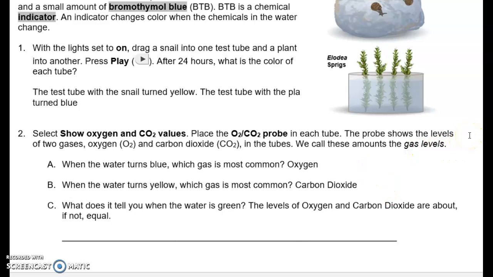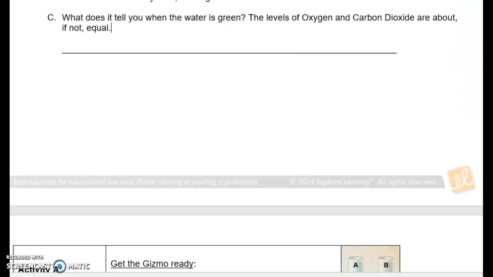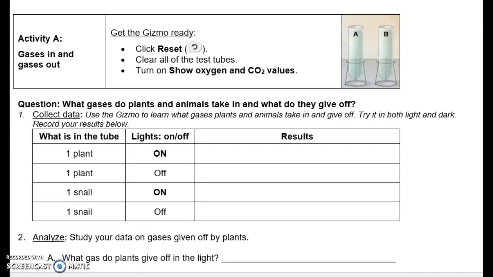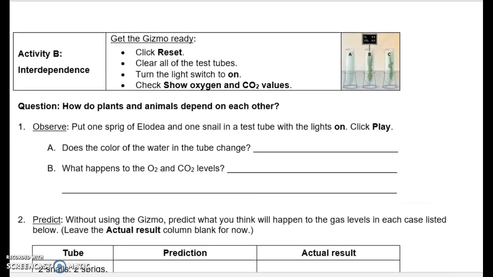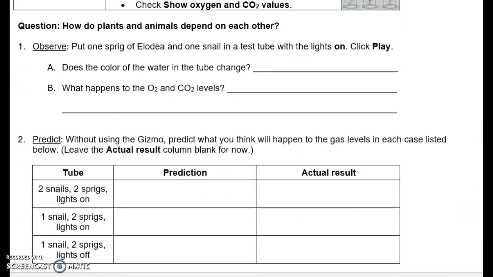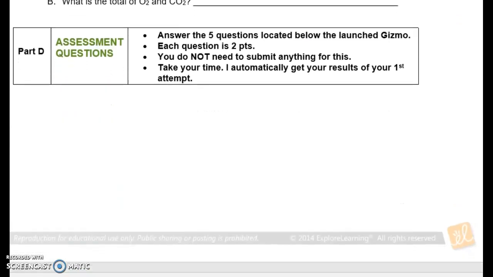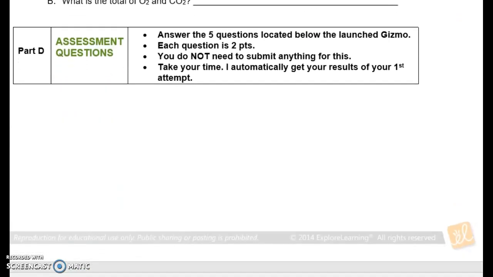Okay, so now that you have a good look at how this particular Gizmo operates, you're going to work through activity A, activity B, and then activity C. And then you get to part D. Part D, answer the 5 questions located below the launch Gizmo. Each question is 2 points. You do not need to submit anything for this. Take your time. I automatically get the results of your first attempt.